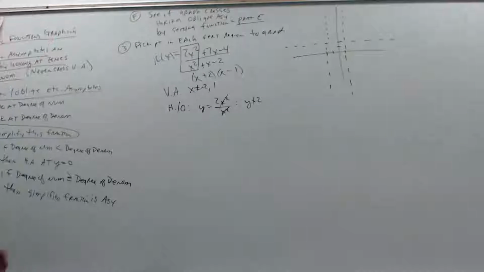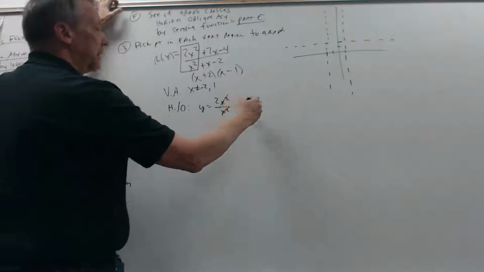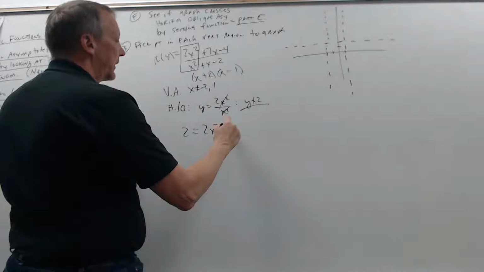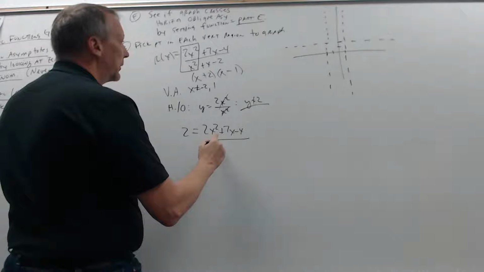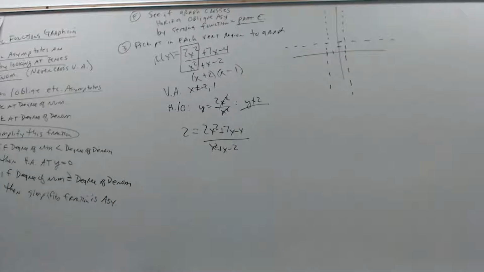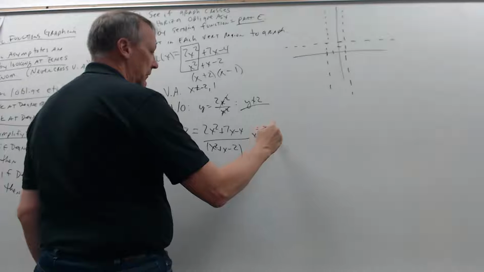Okay. All right, so we've done all that. We want to see if it crosses. So set 2 equal to 2x squared plus 7x minus 4 over x squared plus x minus 2. Okay. And multiply the top by the bottom and then the 2.